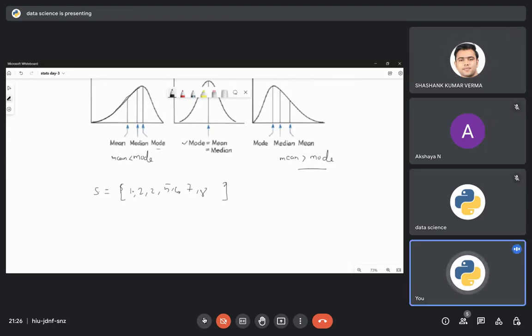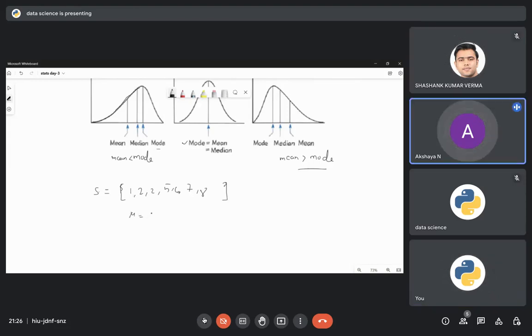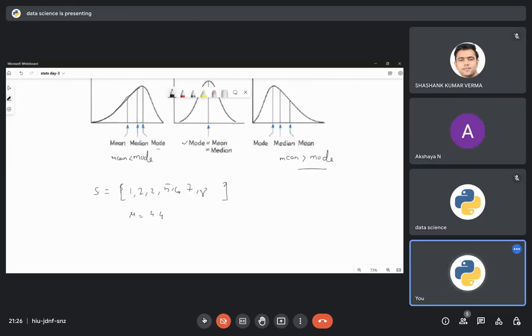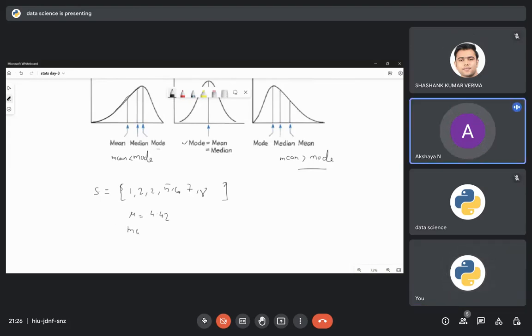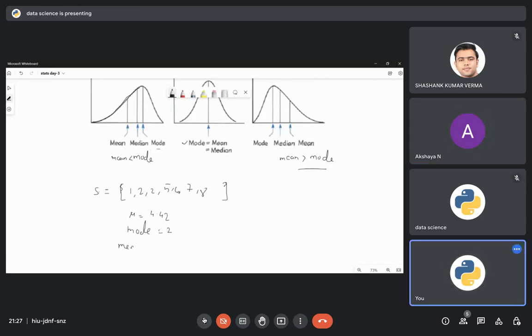Mean is 4.4. Okay, shall I trust you? Yeah, correct, sir, 4.42. Okay. And mode is 2. Median is 5. And median is 5. Nice.